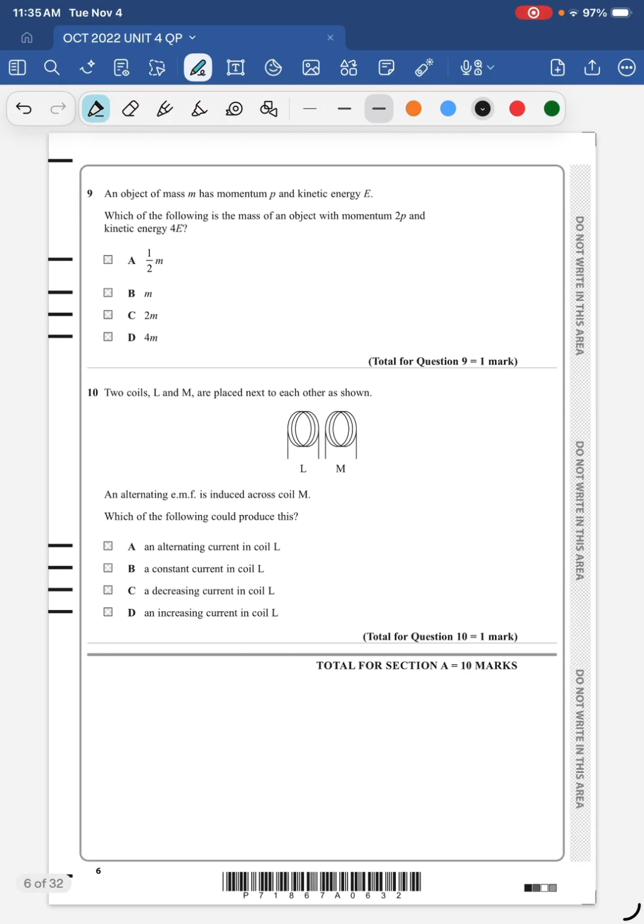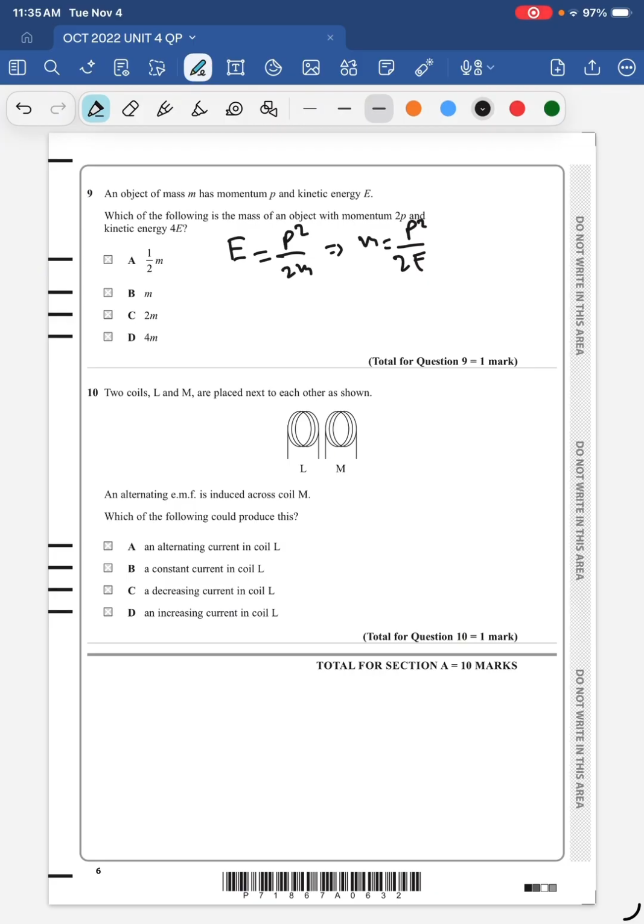Okay, let's go to question 9. An object of mass m has momentum p and kinetic energy E. Which of the following is the mass of an object with momentum 2p and kinetic energy 4e? So the energy of the first particle is just p squared over 2m. So m is p squared over 2e.